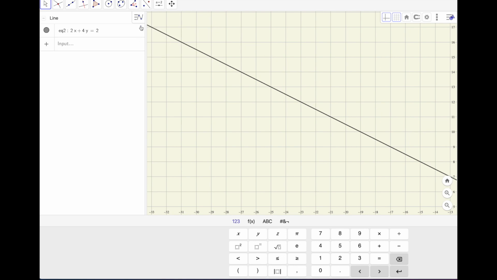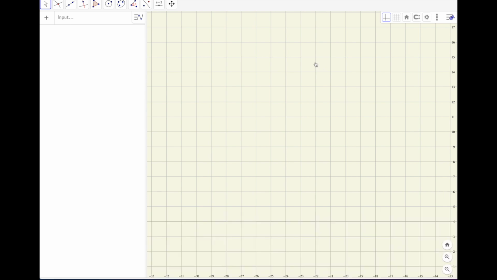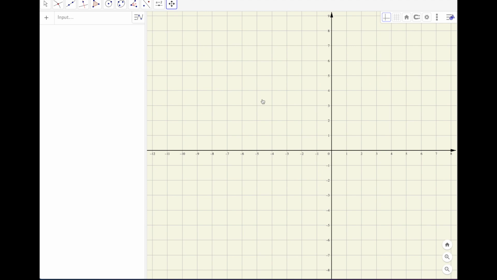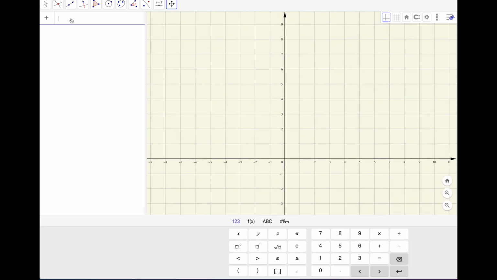Let me just delete this one and delete this one. So let me make the coordinate system available. I don't know. Okay, so it's far away. So let me bring it somewhere more reasonable here. And then let me just type those equations here.